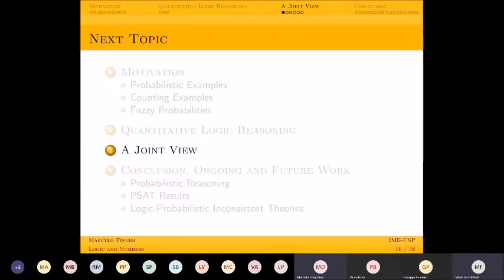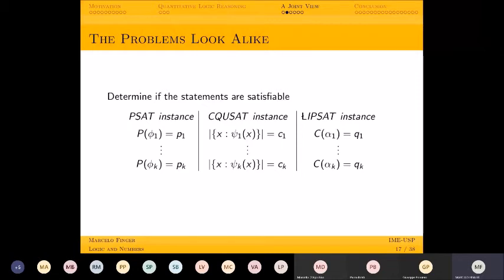Good. So now I'm going to be more formal. Sorry. Oh, well, inevitably. So we have three logics. I'll show you what a problem is.